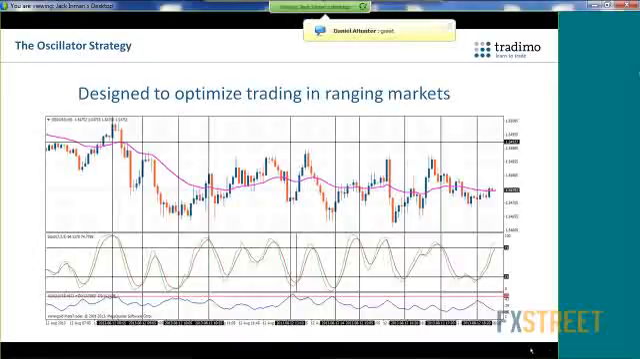So, as I said, it's designed predominantly for the 5-minute market, and it is designed to optimize trading in a ranging market. We can see that it uses 3 main indicators, but the biggest thing that it uses, guys, as always, is discretion. This is something I like to really instill.